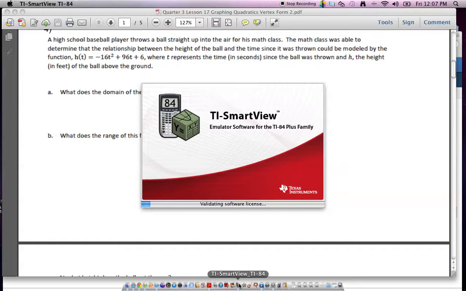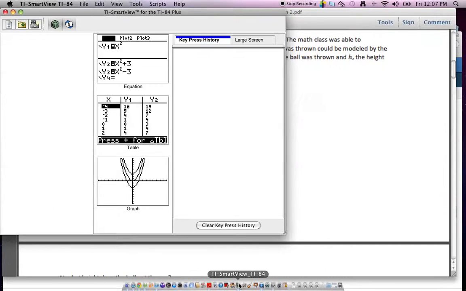Come on. This is just mind-boggling that it slows down so much. There we go, look at that, very nice, okay.